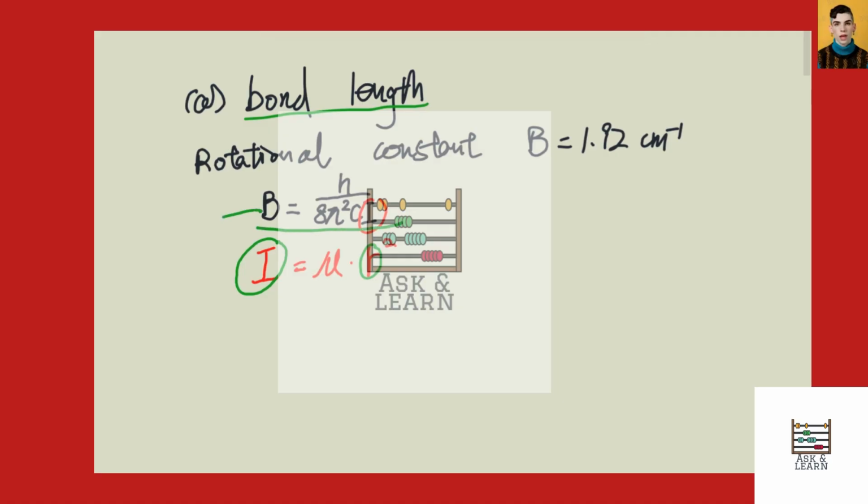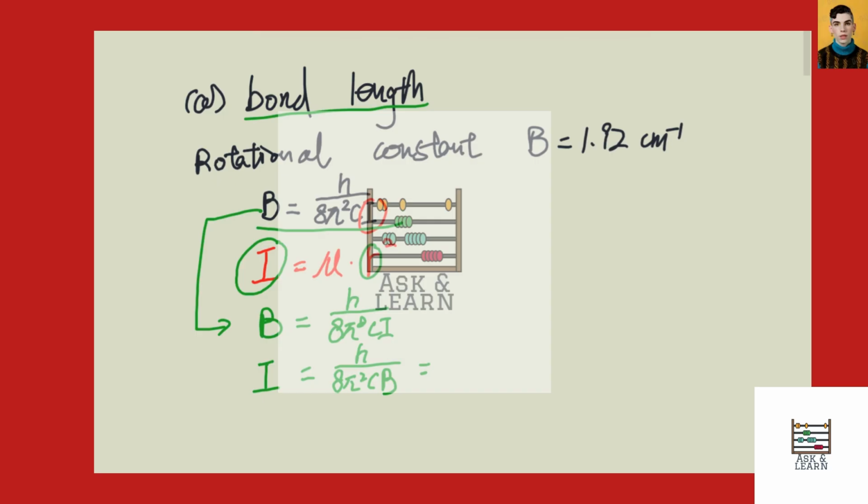So let's start with this formula. We can make some changes from the rotational constant. Let's just write it down again. The rotational constant equals this. And we can do a rearrangement, and we find the moment of inertia equals the Planck constant over 8 pi square times the speed of light and times the rotational constant. And now we can do the calculation.